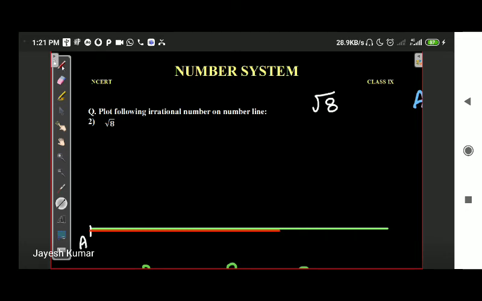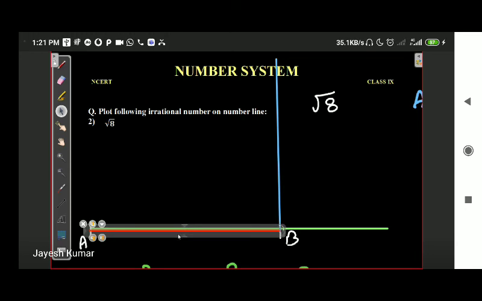After doing this, we mark point B at the end of 2 centimeter, and once again you draw a perpendicular from point B. On this perpendicular, we are going to mark an arc of 2 centimeter. We are going to place this 2 centimeter line on it.